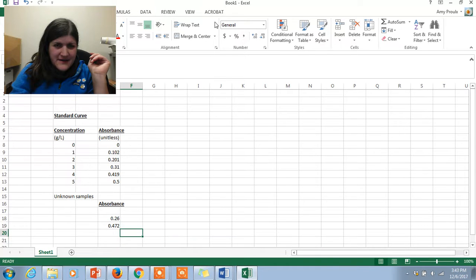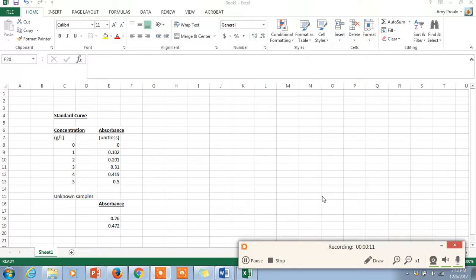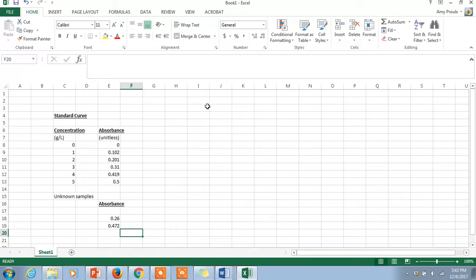Quick exercise on how to do regression analysis in a standard curve. So if I'm going to pull up this and get rid of my friendly face here. Okay, let's do a regression analysis. So someone asked, how do I figure out the unknown of my absorbance?